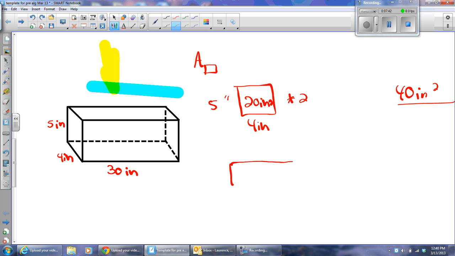And so that looks like it would be 4 by 30. So I have 4 inches by 30 inches, which is 120 inches squared. And there's 2 of them. So that means there's going to be 240 inches squared.